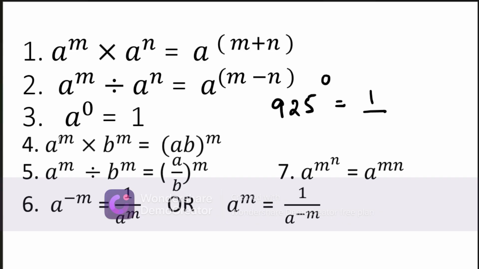Now the next formula, the last one, formula number 7, a to the power m whole to the power n. Here the power of a is m and another power n is outside. So in that case, the powers should be multiplied. So a to the power m whole to the power n is a to the power mn. Okay. Now go to the first problem.